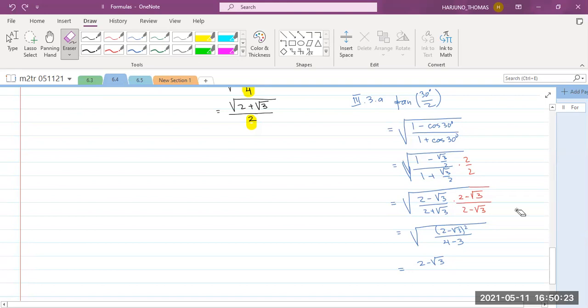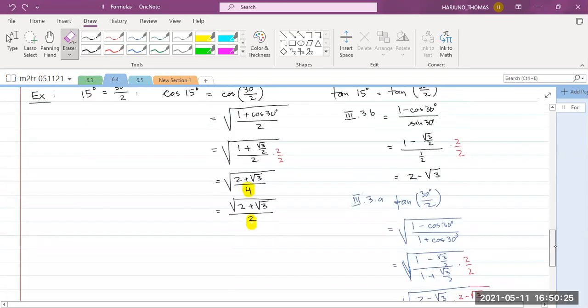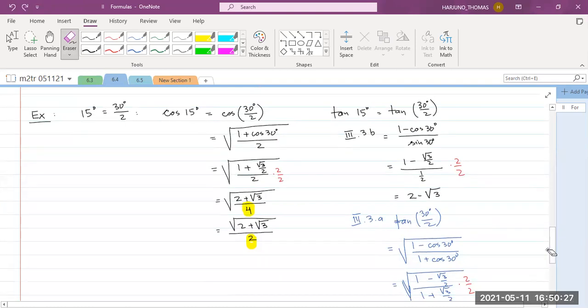Okay. That shows you how much more superior formulas 3b and 3c are than formula 3a. Okay. In fact, we don't really use formula 3a anymore.